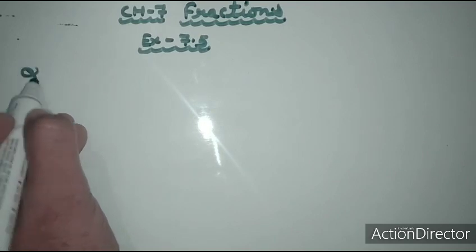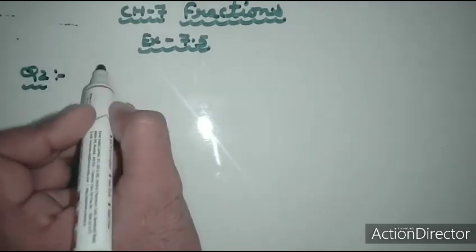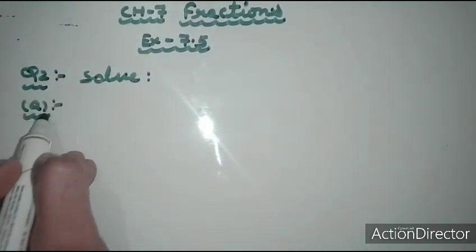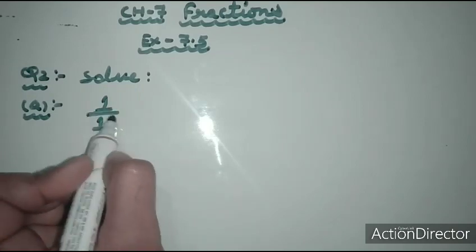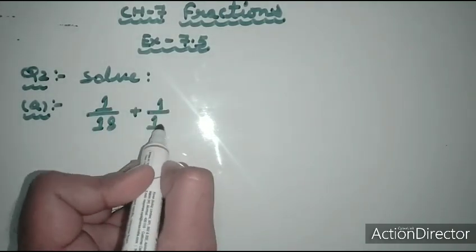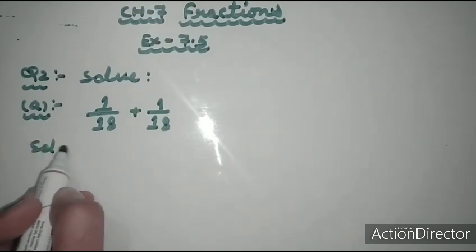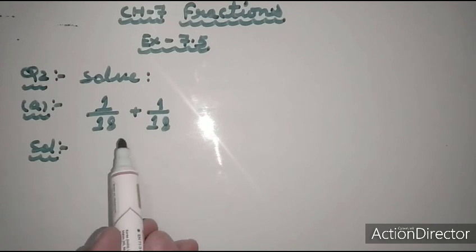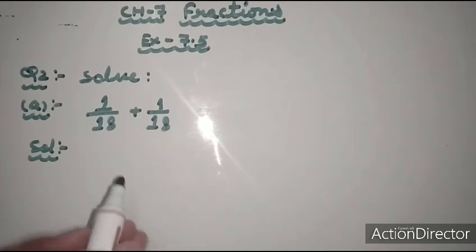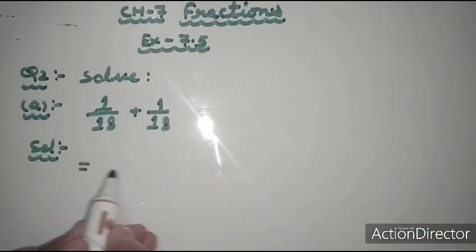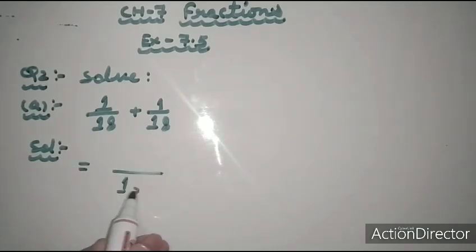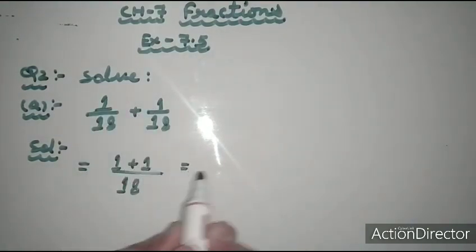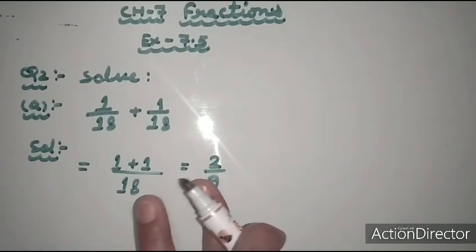Now here we solve question number 2. First we solve a part of this question: 1 upon 18 plus 1 upon 18. How do we solve this question? Dear students, you all know that when the denominators are the same, these types of fractions are known as like fractions. In addition of like fractions, we take 18 as the common denominator, and then we add both numerators, 1 plus 1, and we get 2 upon 18.